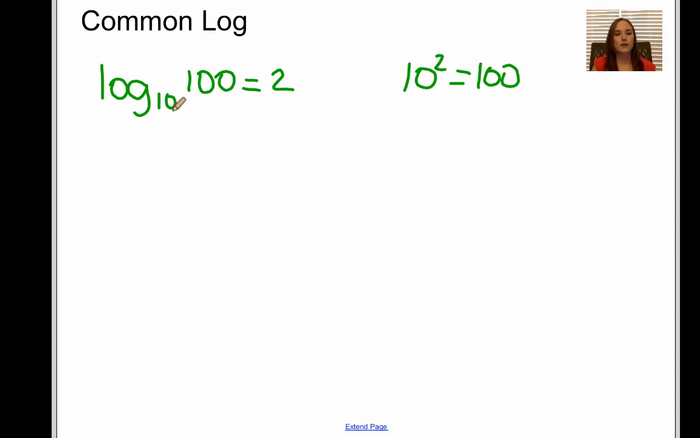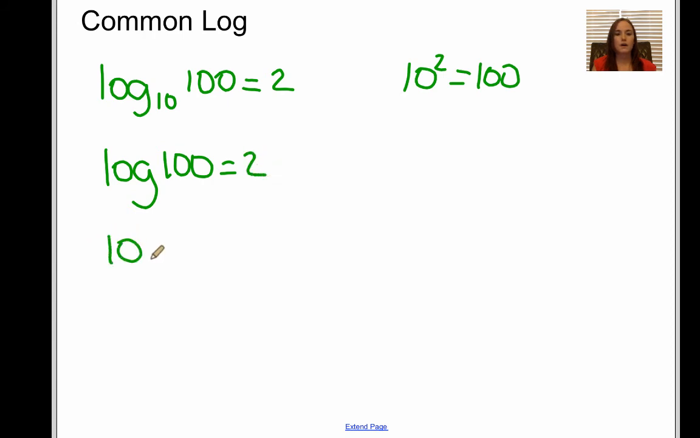Well, a common log, you do not have to write the base of 10. If you see something that does not have a base, it is understood to be a base of 10. Just like if I write an x, I don't have to put the 1 in front of it. It's the same concept. So if I have log, and let's just say it's the same exact problem, log of 100, and that's all you see, then it's understood that this is a base of 10. I could still say equals 2, okay?